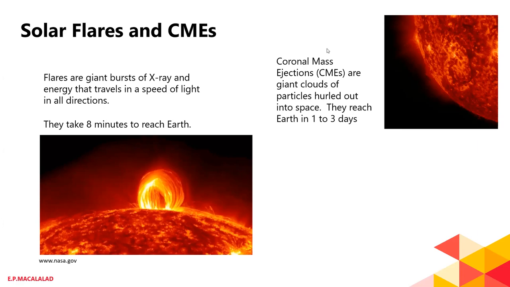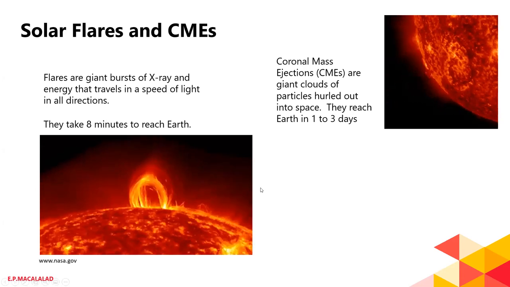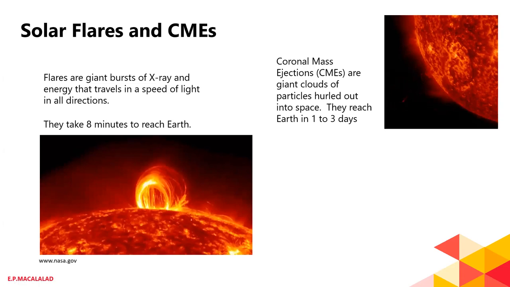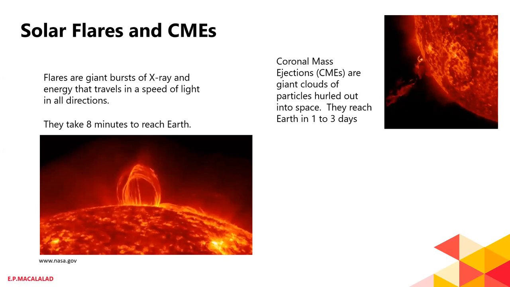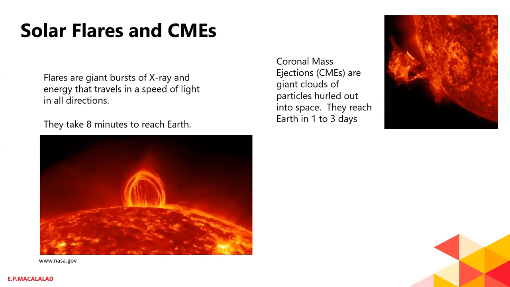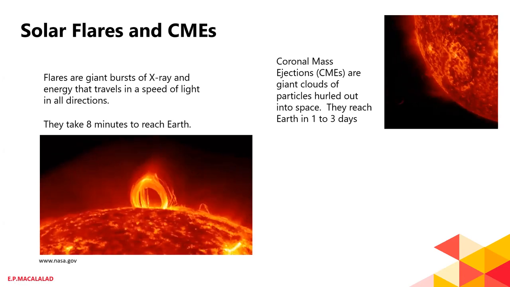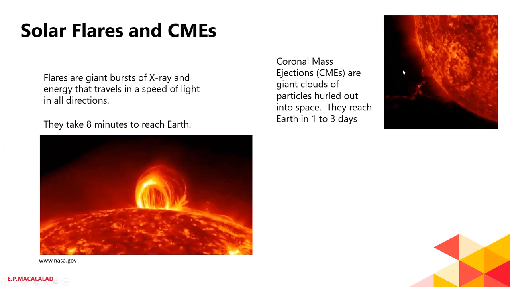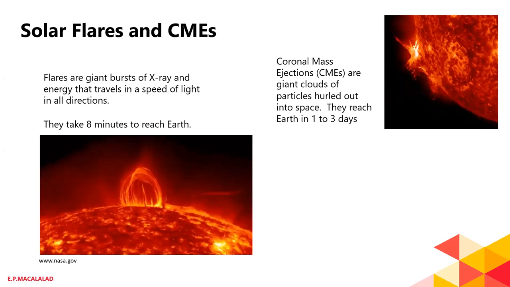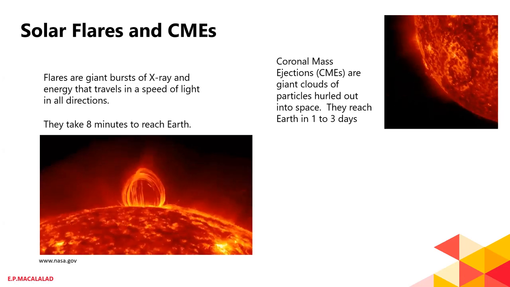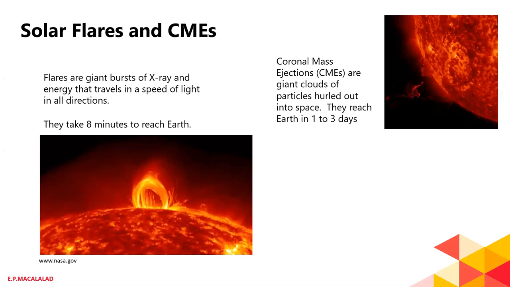However, a coronal mass ejection like this is a giant cloud of particles carried by the solar wind. Solar wind is much slower than the speed of light. They can reach Earth in about 1 to 3 days. In fact, CMEs actually accelerate the background solar wind to speeds of about 700 or 600 kilometers per second. And they are being monitored by the ACE satellite or the DSCOVR satellite.